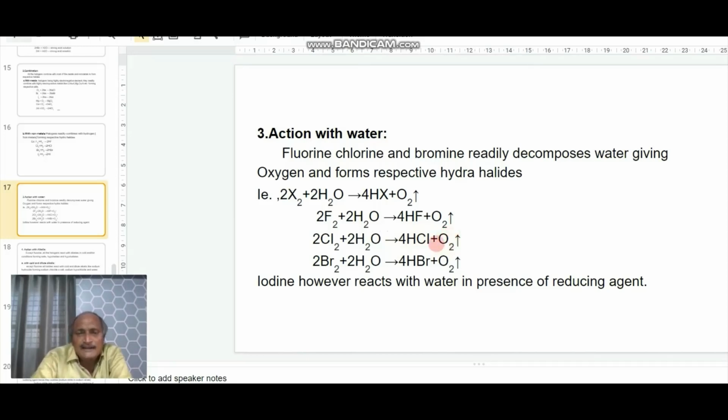with the liberation of oxygen. Here water undergoes decomposition. Similarly, 2 moles of bromine combine with 2 moles of water, forming 4 moles of hydrogen bromide and oxygen. Water undergoes decomposition again. Iodine, however, reacts with water in the presence of a reducing agent.